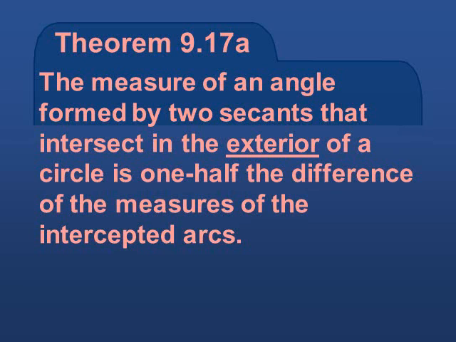Okay, so for our first theorem, we have the measure of an angle formed by two secants that intersect in the exterior of a circle is 1/2 the difference of the measures of the intercepted arcs. So we need to do a little bit of translating here. We have an angle that is formed by two secant lines, and secant lines means they cross the circle in two places, and those lines intersect outside of the circle. That's what exterior means. And in order to find that angle that those two lines make, we need to know the arcs in between. So we're going to look at a figure.